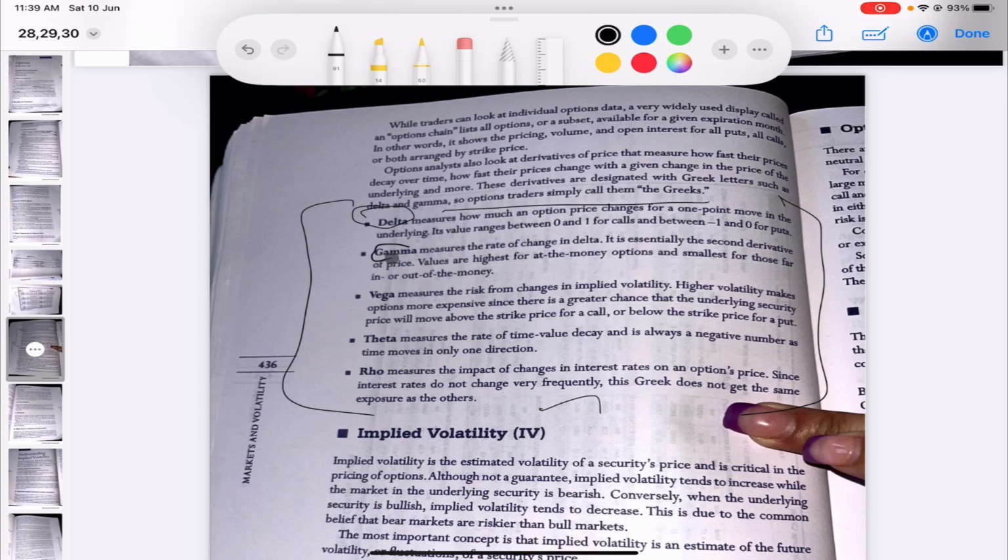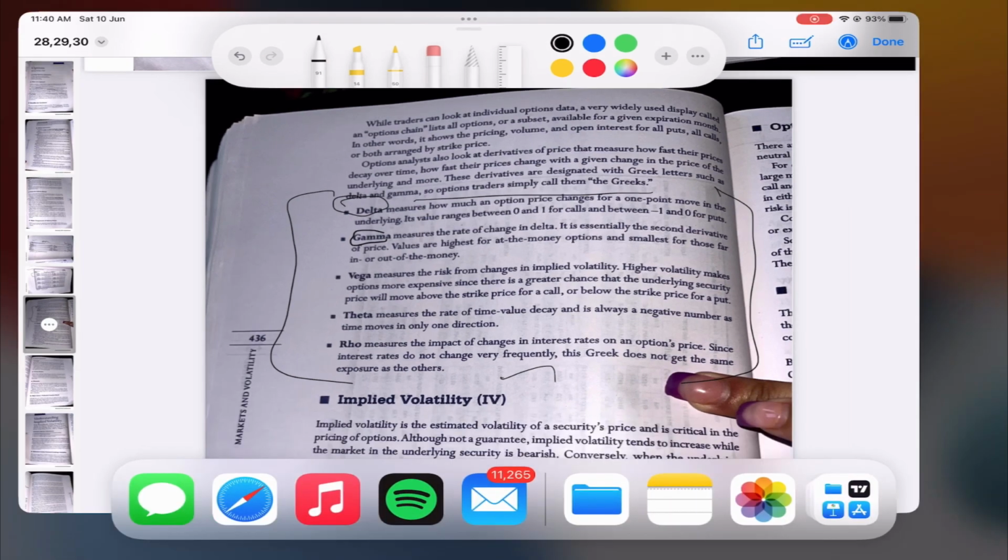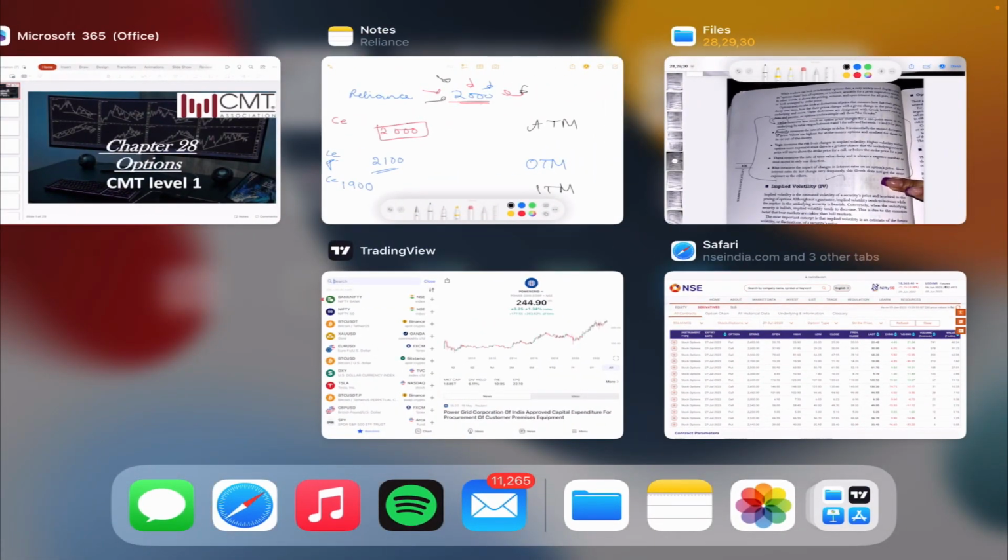Then we have gamma. Gamma measures the rate of change in delta. It is essentially the second derivative of price. Values are highest for at-the-money options and smallest for those far in or out of the money. So gamma is the rate of change in delta. Let me try to explain it to you in a better manner.